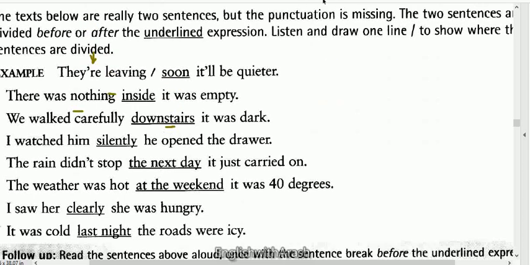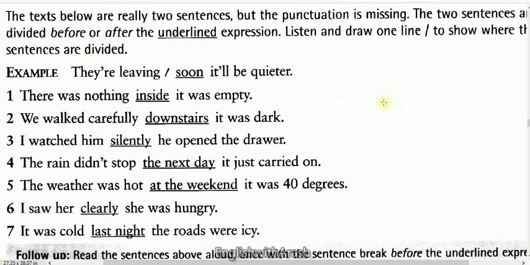Here it says listen and say. You have to actually say where the slash is. They're leaving. Soon it will be quieter. So the first one has the answer, right? I'm going to call this A, and I'm going to call this B. So number one, the slash is before the underlined word. So I say it's A because the slash is before the underlined word. Now let's listen.